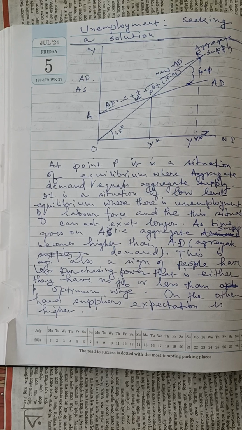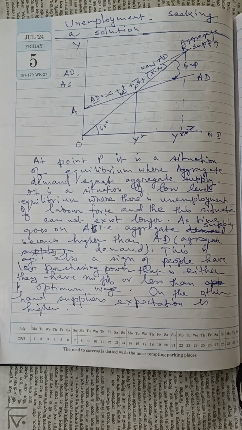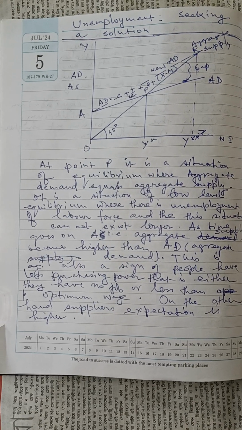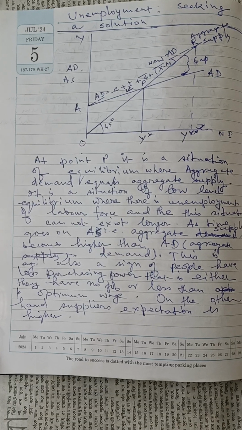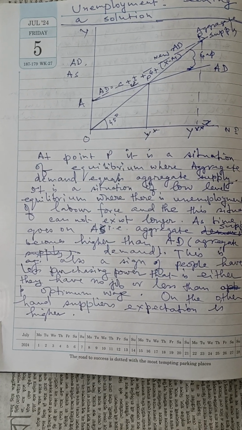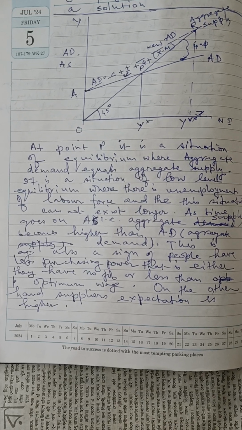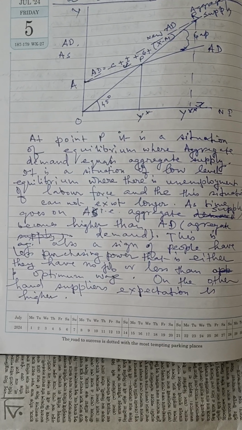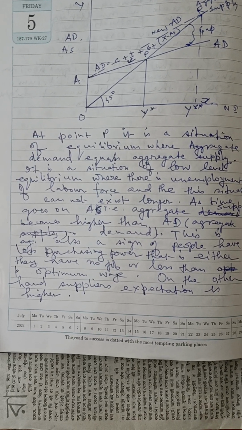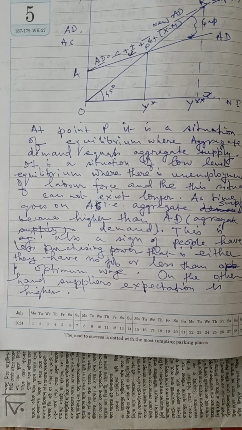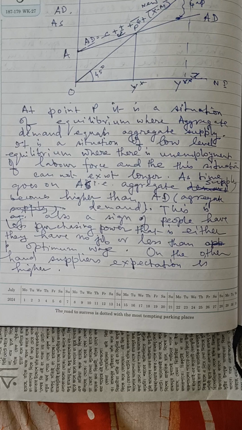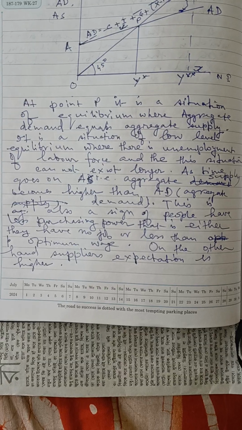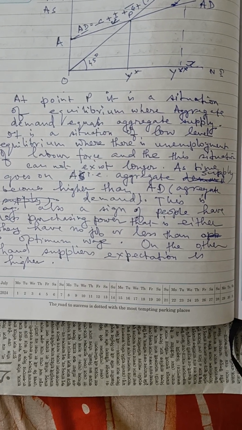longer. As time goes on, aggregate supply becomes higher than aggregate demand. This is also a sign of people having less purchasing power. That is, either they have no job or they earn less than the optimum wage.